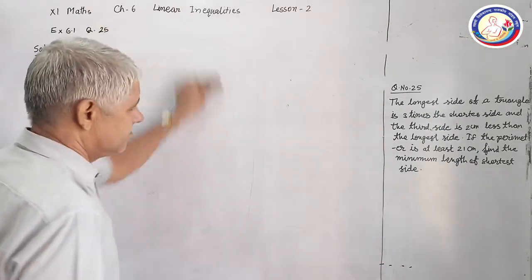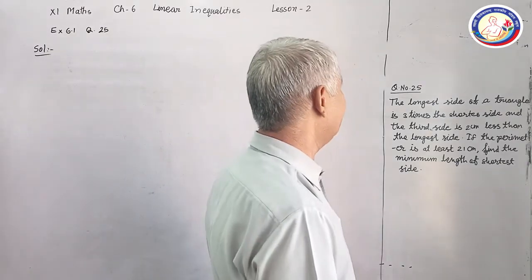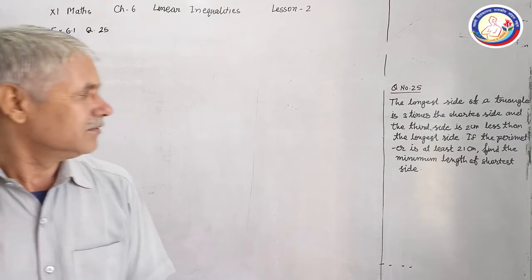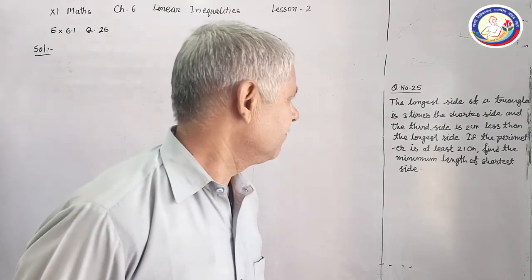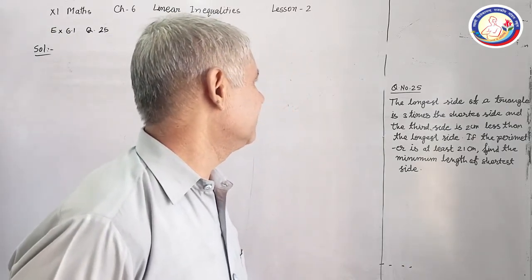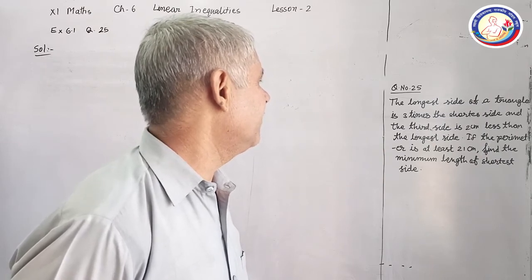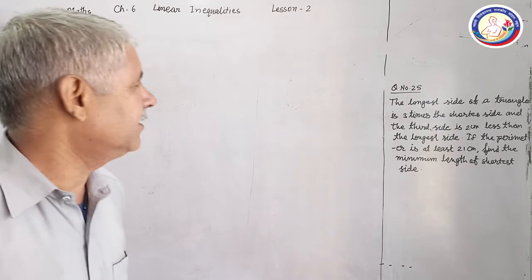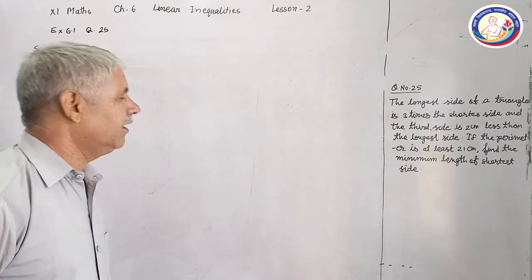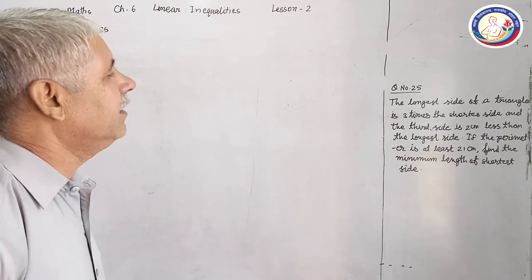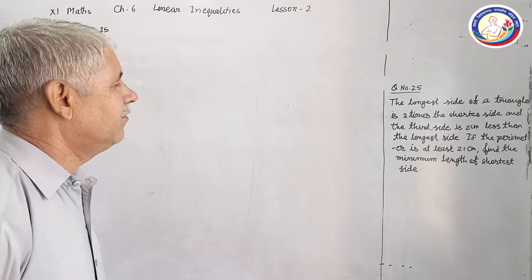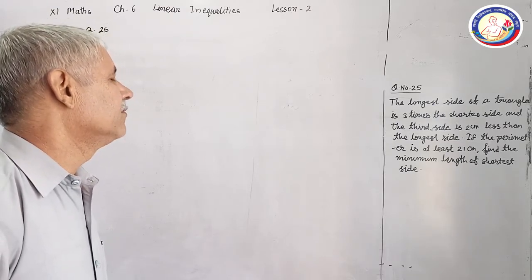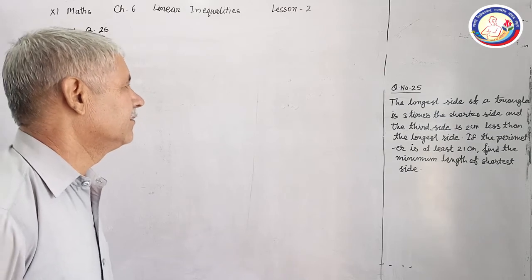Now I am taking another problem, question number 25. What is the procedure? First of all, read the language of the problem, transform it into an inequation, find the solution of the inequality, and then get the answer.